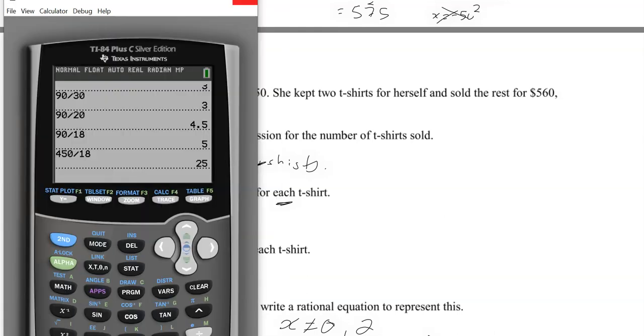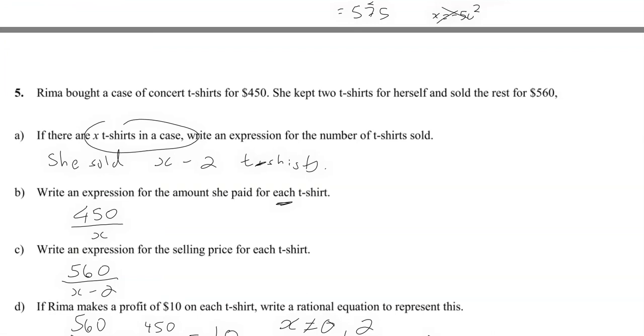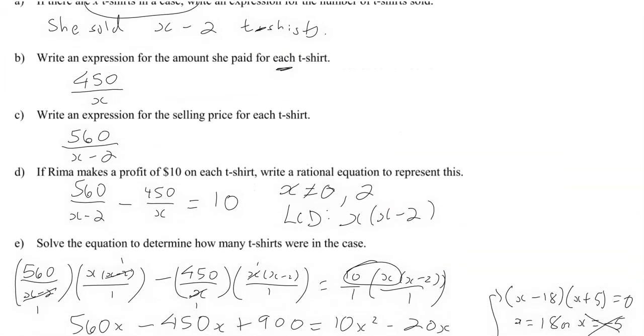That's better. Don't have a big bar there. She paid $25 for each shirt. She kept each shirt for herself, so $560, but she sold 16 shirts at $35. The difference between 35 and 25 is 10, so she made $10 profit per shirt.